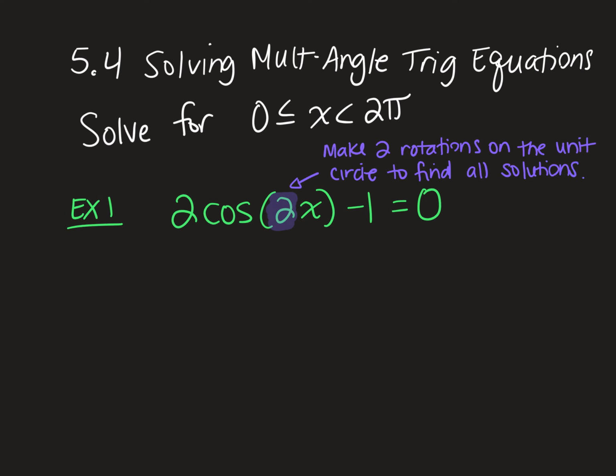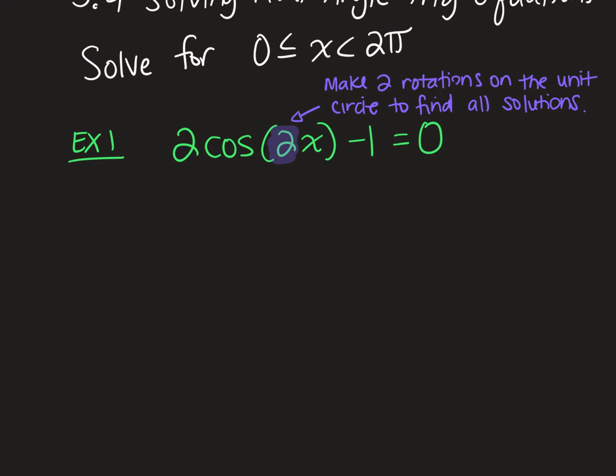So that 2 dictates to me how many rotations I'm going to have to go on the unit circle to find all of my possible solutions. Up to this point, we've only ever had to do 1 rotation because this was always just a 1 there. So today we're going to have to do 2 rotations since the number in front of x is 2. It could be anything, right? I could have 5, in which case I would have to do 5 rotations. It could be a half, in which case I would only do half of a rotation. So that number tells you how to look at your unit circle to make sure you get all of your solutions.